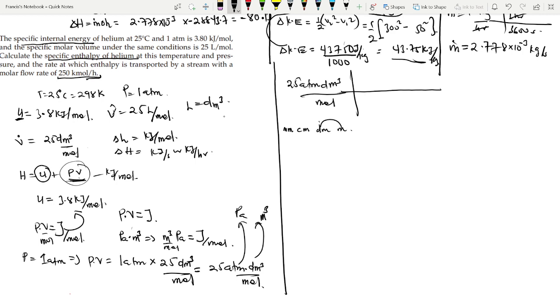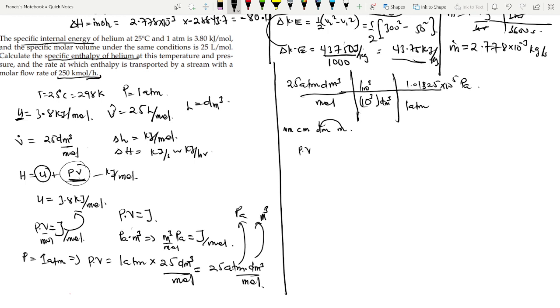Right? So remove one. So 1 meter is equivalent to 10 decimeter. But we want the cube, so we just have to cube both sides. And then we are going to get 1 meter cube is equal to 10 to the power 3 dm cube, right? So this is the way I used to derive the conversion factors. And then atm, so 1 atm is equivalent to 1.01325 times 10 to the power 5 Pascal, right?